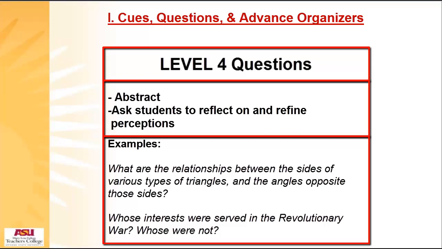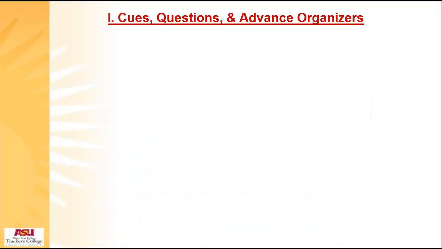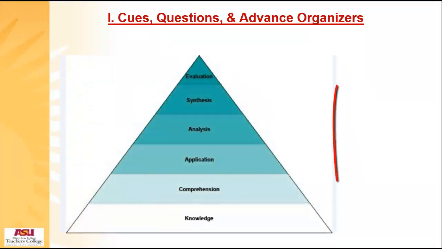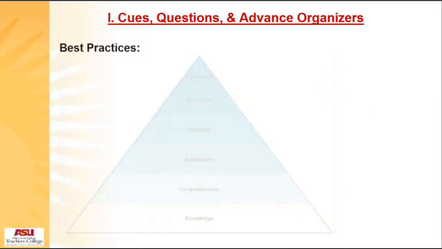Whose were not? You might notice that the increasing levels of questions move students from lower to higher levels of thinking on Bloom's taxonomy. Using a tiered questioning strategy like this one helps to build student vocabulary, organize information in memory, and build verbal reasoning skills.